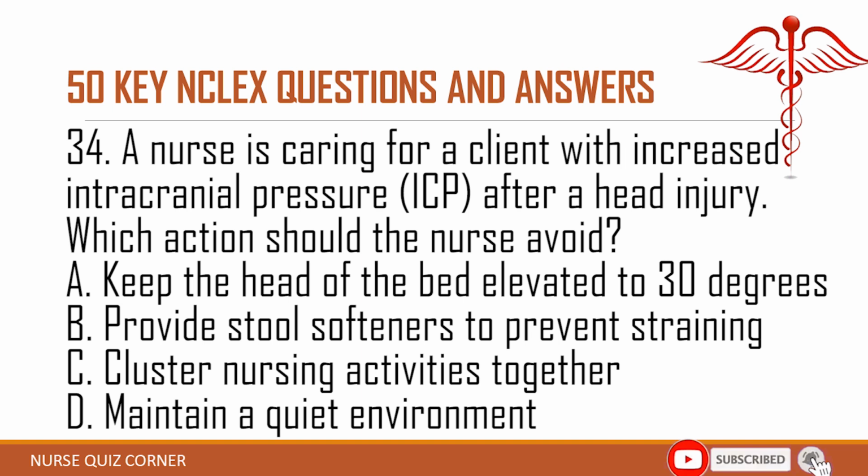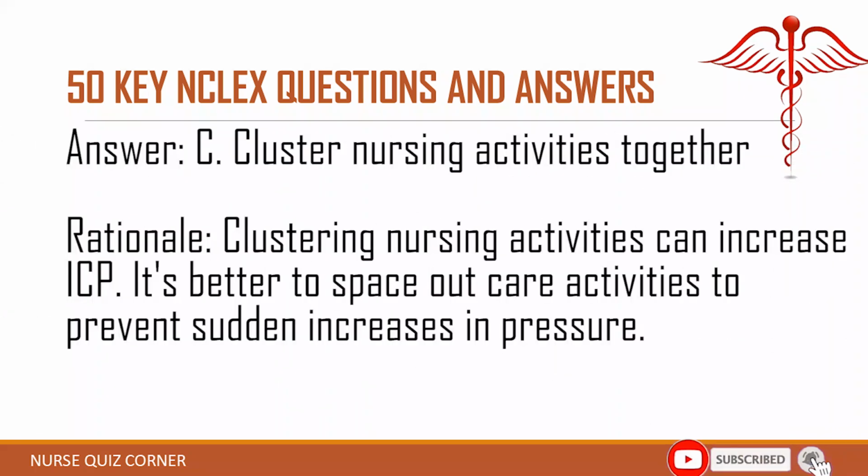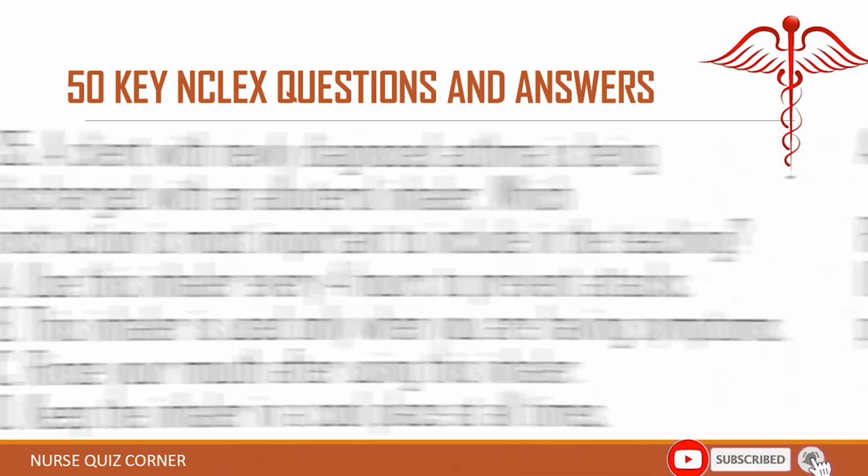34. A nurse is caring for a client with increased intracranial pressure (ICP) after a head injury. Which action should the nurse avoid? A. Keep the head of the bed elevated to 30 degrees. B. Provide stool softeners to prevent straining. C. Cluster nursing activities together. D. Maintain a quiet environment. Answer C. Cluster nursing activities together. Rationale. Clustering nursing activities can increase ICP. It's better to space out care activities to prevent sudden increases in pressure.